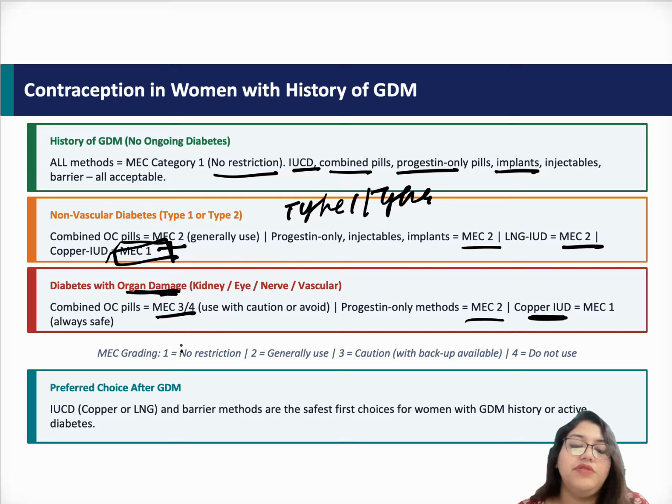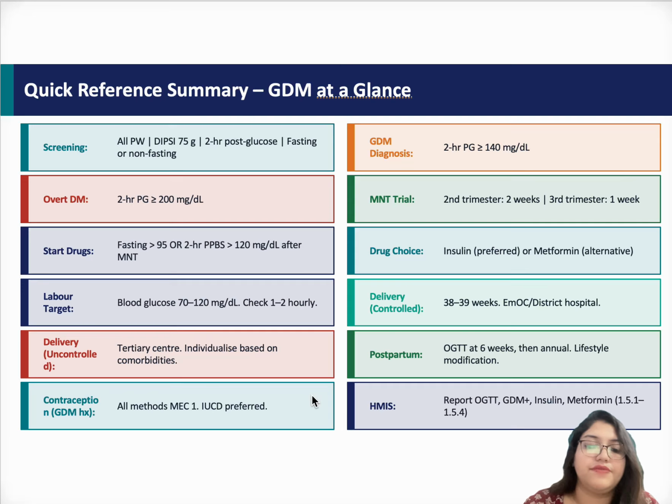So MEC grading you should know. 1 is no restriction, 2 you can generally use, 3 is caution with backup available, 4 is do not use. Preferred choice after GDM is IUCD, copper or LNG, and barrier methods are the safest first choice for women with GDM history or active diabetes.